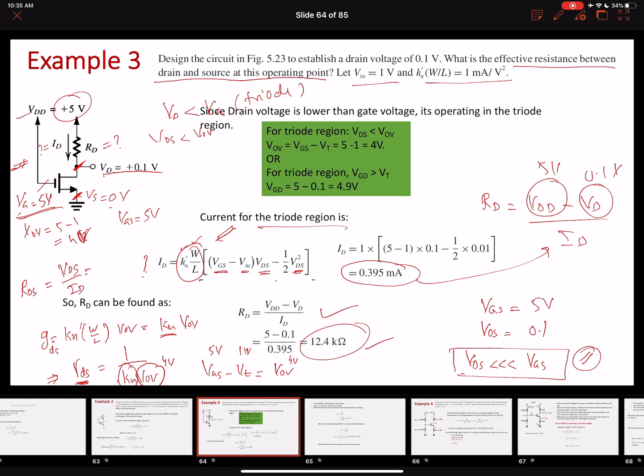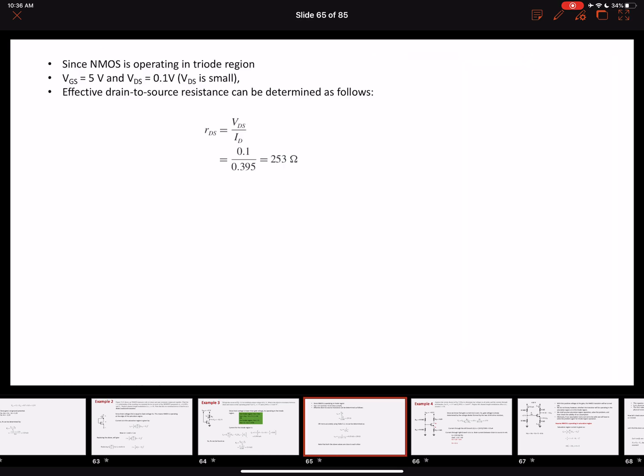And we know that our VDS is 0.1 volts and our ID is 0.395 milliamperes. So we have two ways to find the value of RDS, and now we are going to compare the values. The VDS is small, so it is still operating in the triode region, but in a very early part of the triode region where the resistance of the channel is linear.